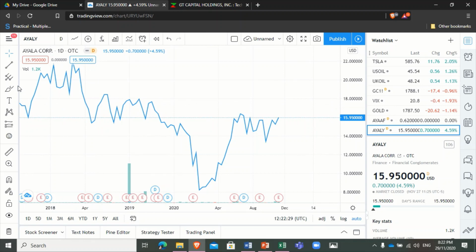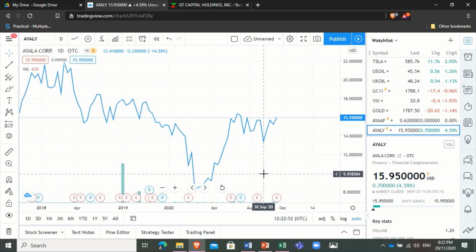But of course, para magamit mo ng buo yung functions nitong mga apps nila, you have to pay for a subscription. But definitely, you can look at the prices for free, ano? So, kung titingnan natin, this one is Ayala Corporation, ano?